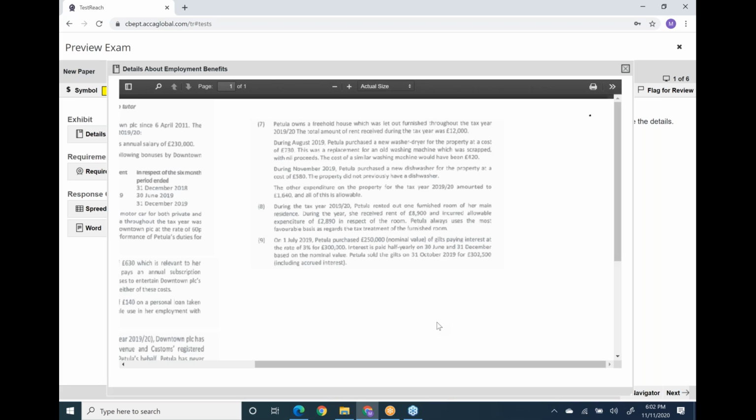Okay. Now, Petula owns a freehold house which was let out furnished throughout the tax year 1920. The amount of rent received, cash basis, during the tax year was 12,000. Okay, so in simple terms, this is your rental income, and obviously it is received. That's why we'll simply add it in the rental income side. This is your ready-made rental income, which is very easy.